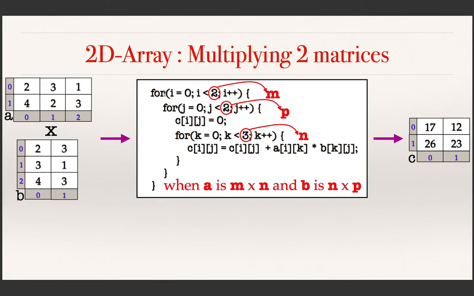I varies from 0 to m. J varies from 0 to p. We know that the resulting matrix is going to be of order m by p, that is why. And the value of k ranges from 0 to n, which is the number of columns of this matrix, the same as the number of rows of this matrix. Okay, that's how you multiply two matrices.